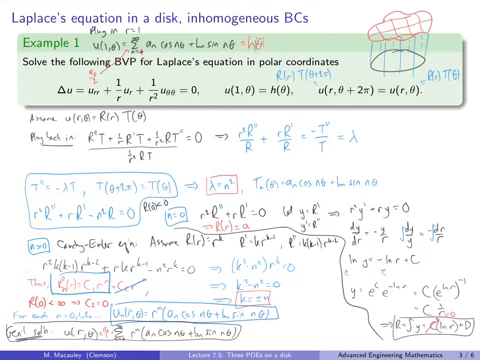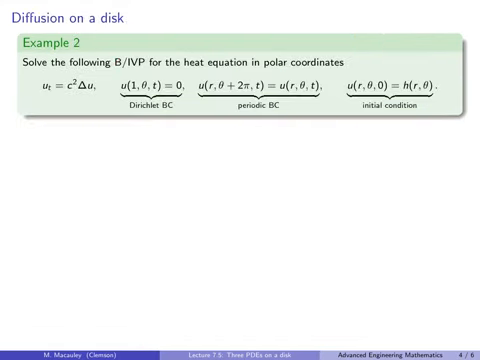So quite literally, these a_n's and b_n's in our general solution, when we plug in the last boundary condition, are the Fourier coefficients of h of theta. That's exactly what they are. Our second example is the heat equation on the disk.